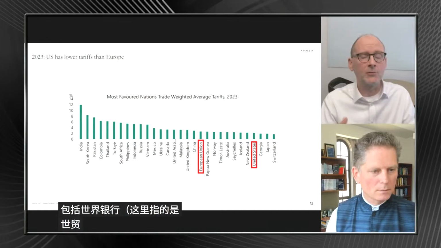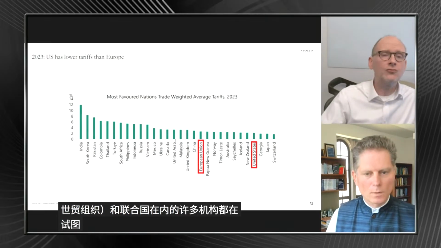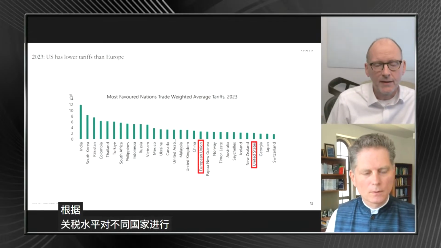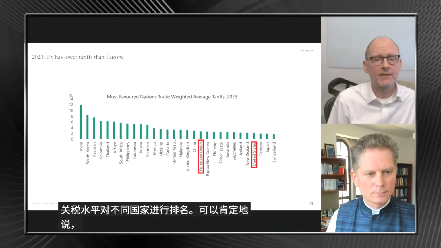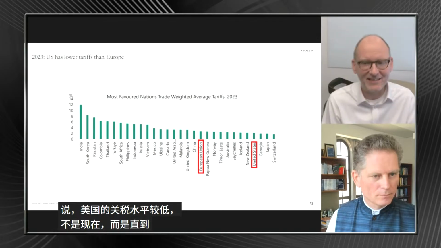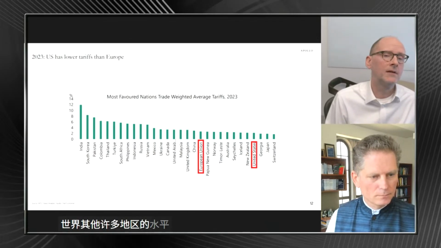Looking now at the issue of tariffs and non-tariff barriers, there are a number of different institutions, including the World Bank, in this case the WTO, and the United Nations, that are trying to rank different countries according to the level of tariffs. And it is correct to say that the US has a lower level, not today, but up until recently, than you have in many other parts of the world.